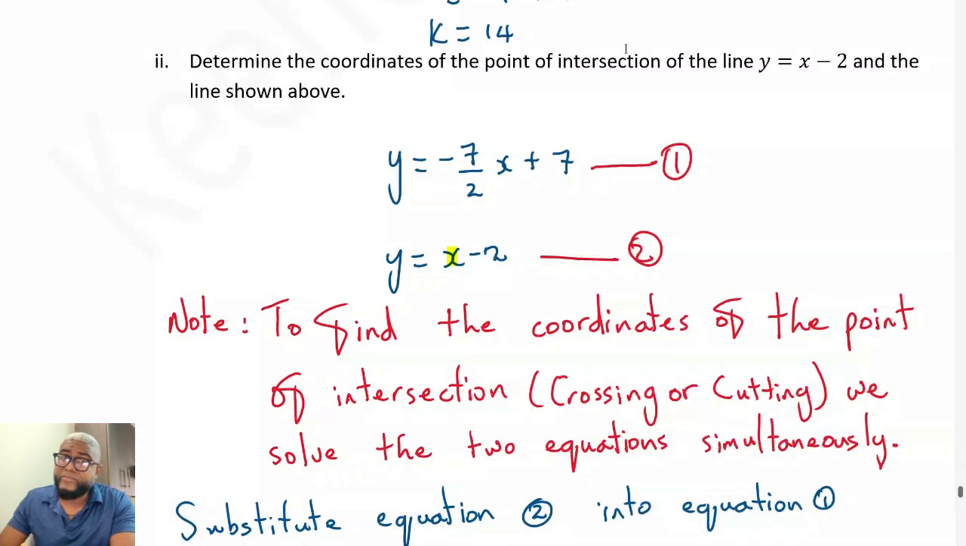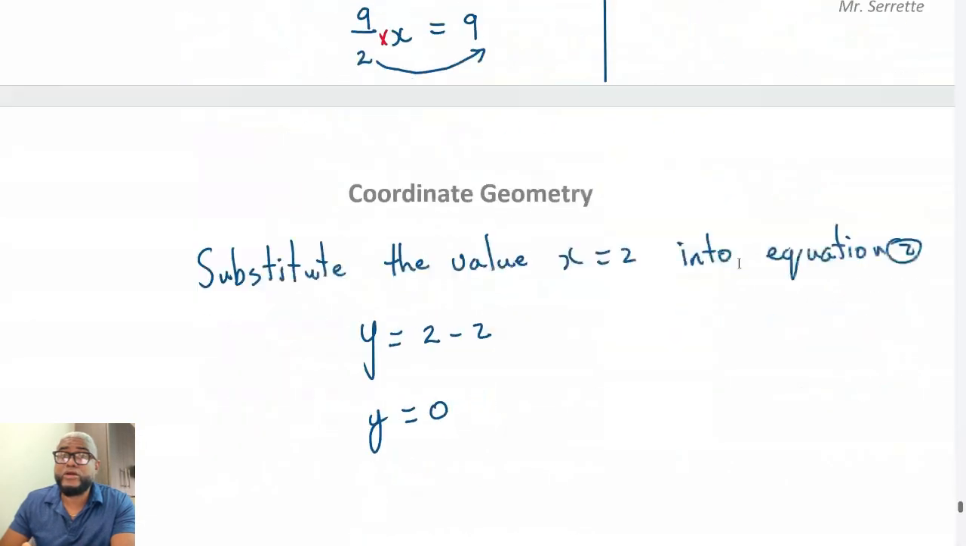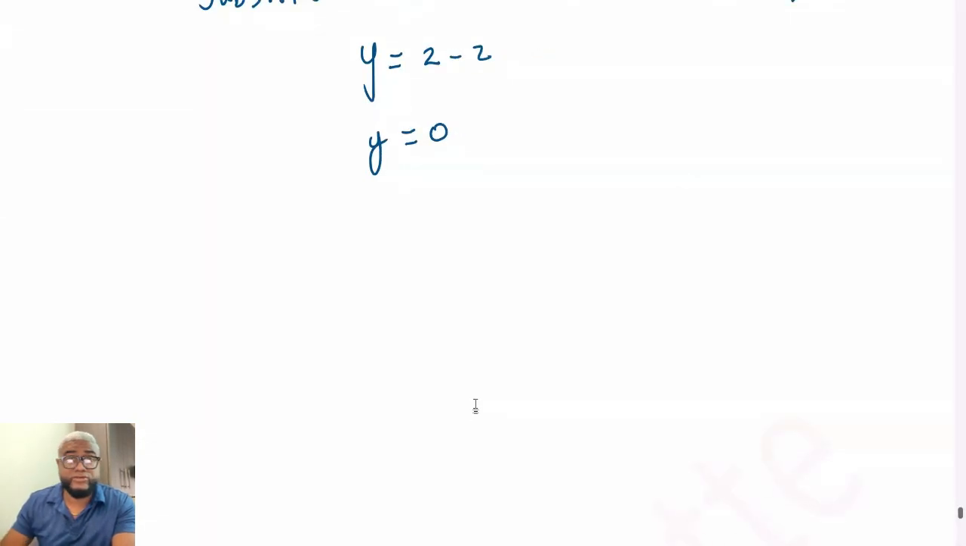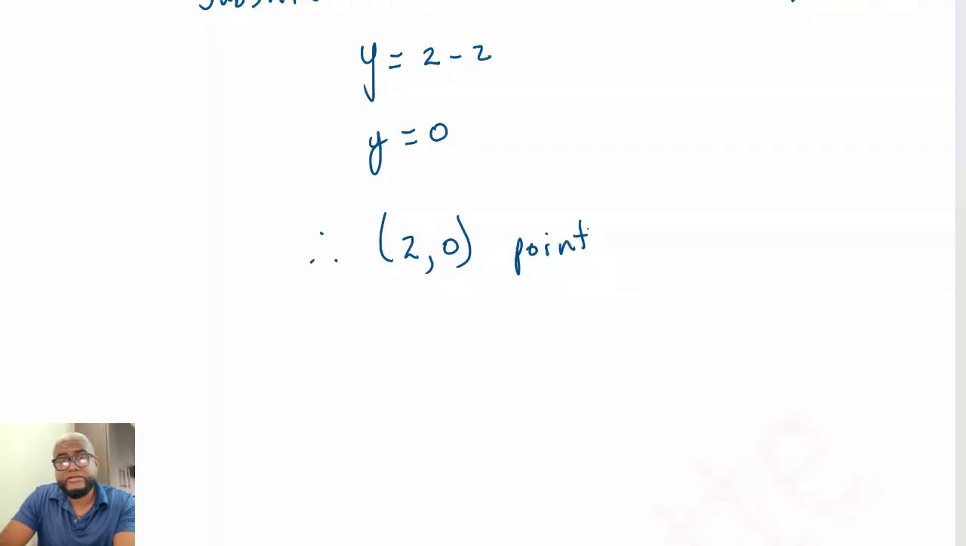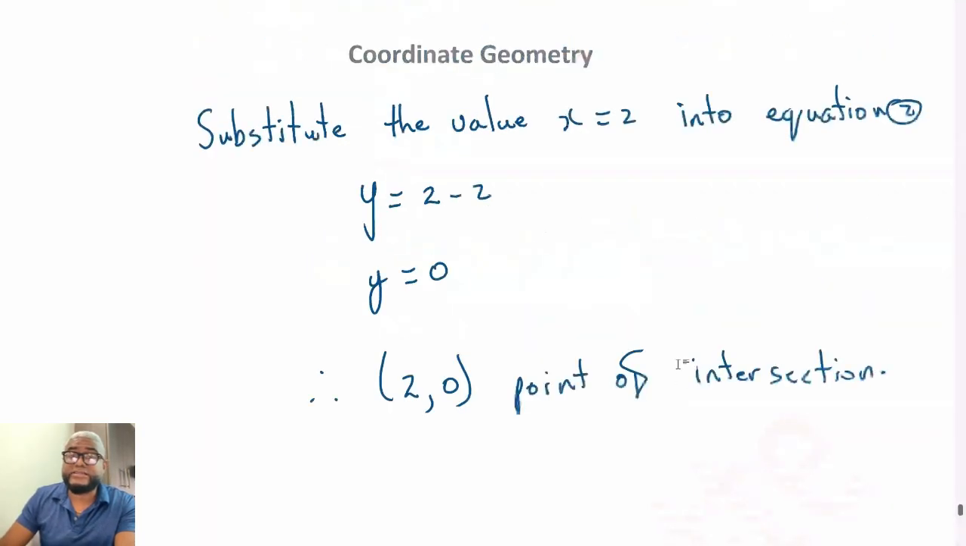So determine the coordinates of the point of intersection of the line y is equal to x minus 2 and the line above. So the point of intersection for these two lines would be (2, 0). Right? So therefore, we have (2, 0), the point of intersection.